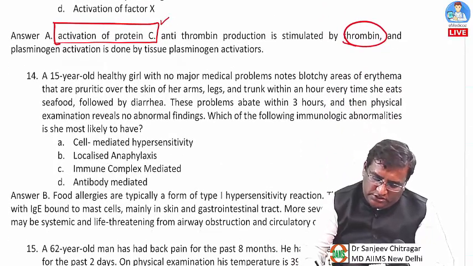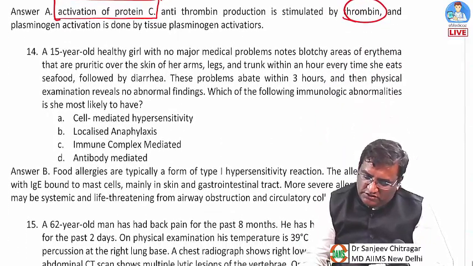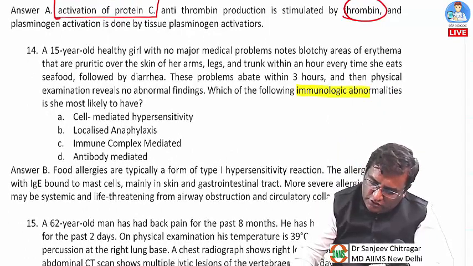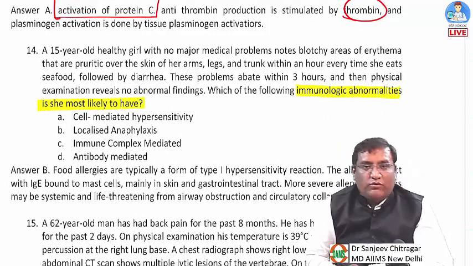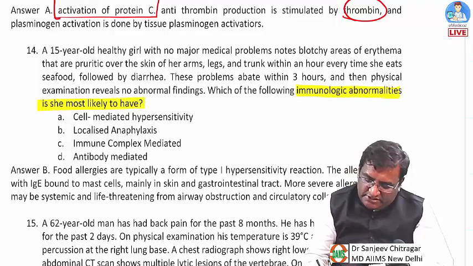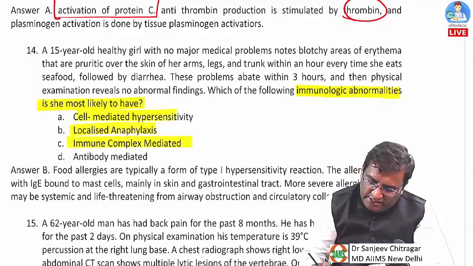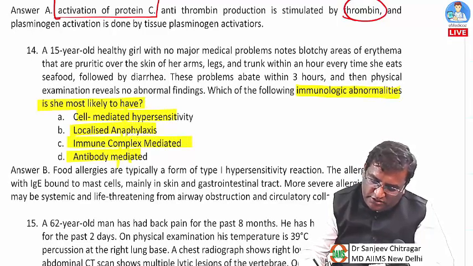So next question, let us look at this. What is this question saying? Last line: which of the following immunological abnormalities is she most likely to have? So cell mediated hypersensitivity, localized anaphylaxis, immune complex mediated, antibody mediated. Let us look at the question now.